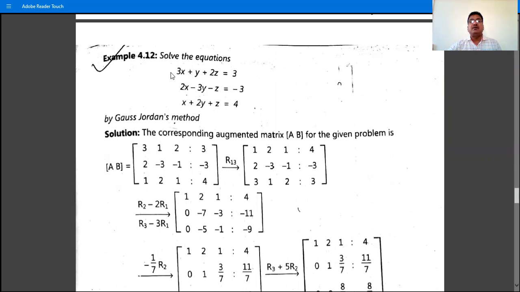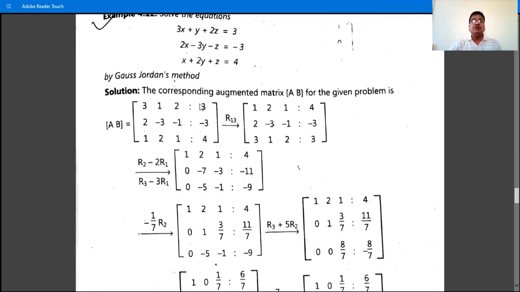That is, write the coefficient matrix 3, 1, 2, then 2, minus 3, minus 1, then 1, 2, 1, times x, y, z is equal to 3, minus 3, 4, and then consider the augmented matrix AB. So the augmented matrix is what? AB is 3, 1, 2, 3, then 2, minus 3, minus 1, minus 3, and 1, 2, 1, 4, and the matrix of constants is 3, minus 3, 4. So the combination of A and B is the augmented matrix AB.